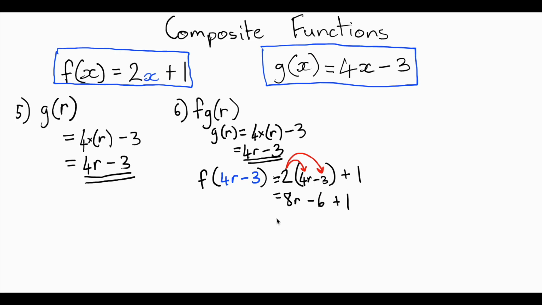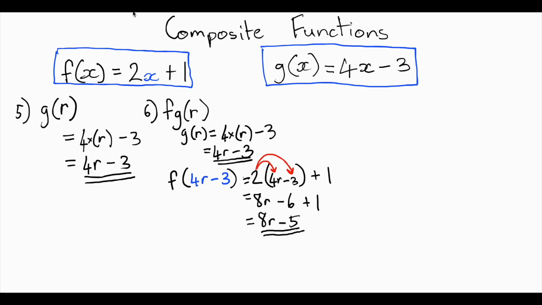So it would be equal to 8R. And because two of these terms don't have any letters on them, they are like terms, I can say minus 6 plus 1 is minus 5. So my answer here is 8R minus 5. And that's it.